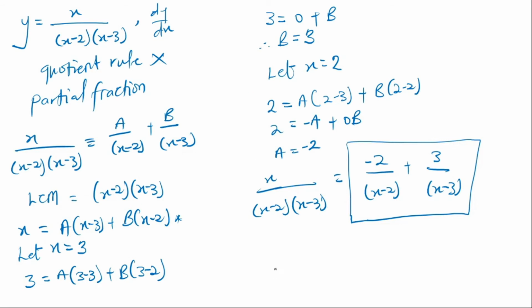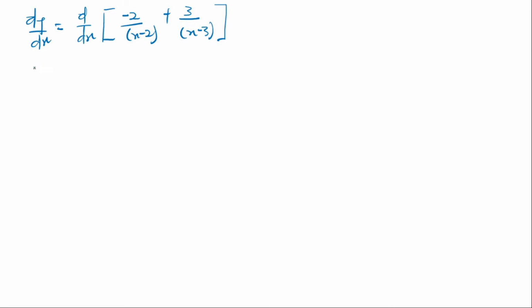So our y is now equal to negative 2 on x minus 2 plus 3 on x minus 3. So we are now going to differentiate this function. If we differentiate that function, we get dy/dx equal to d/dx of negative 2 on x minus 2, plus 3 on x minus 3. All right, so our dy/dx becomes the differentiation.